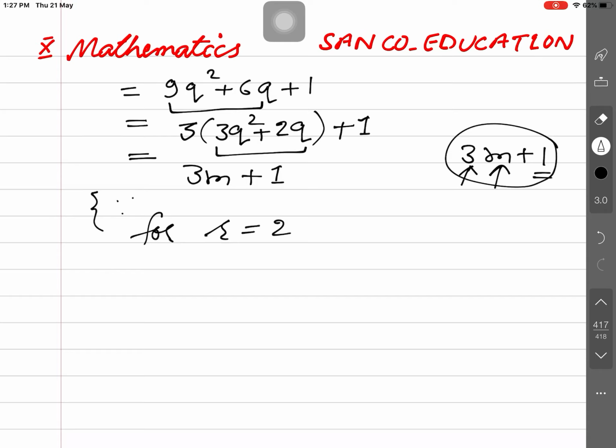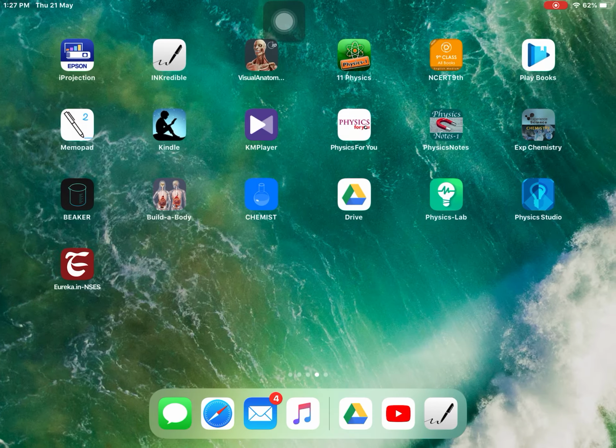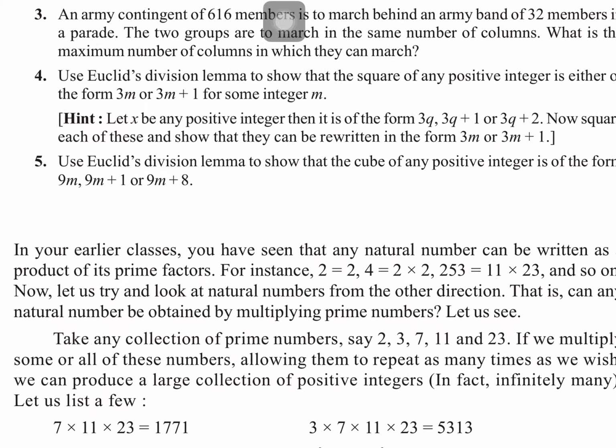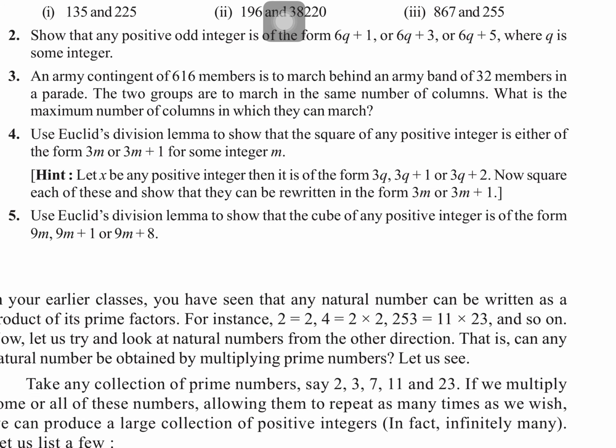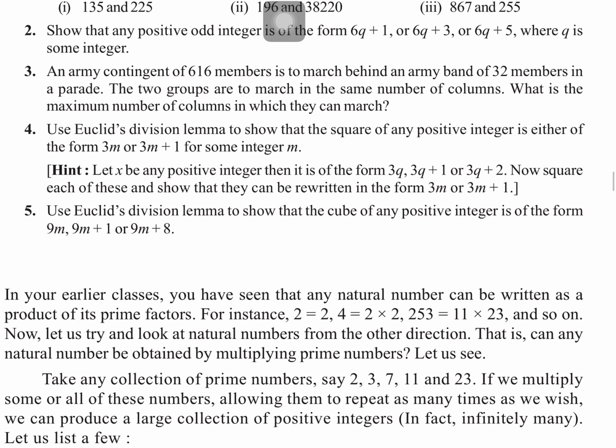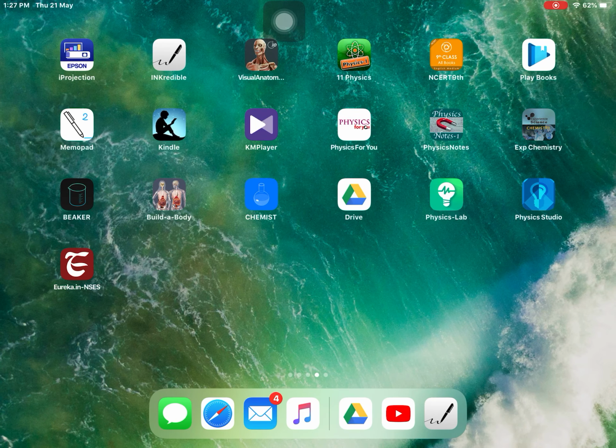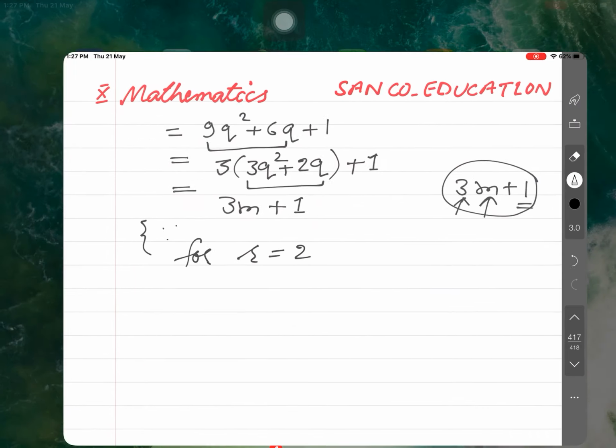Is that clear? Right now you have well understood the question here. Now please look at the next question. What is the next question saying here? Use Euclid's division lemma to show that the cube of any positive integer is of the form 9m, 9m plus 1 and 9m plus 8. Now the student thinks, sir, we will suppose b is equal to 9. Obviously you will suppose b is equal to 9, but the cube of a number is being asked right now.